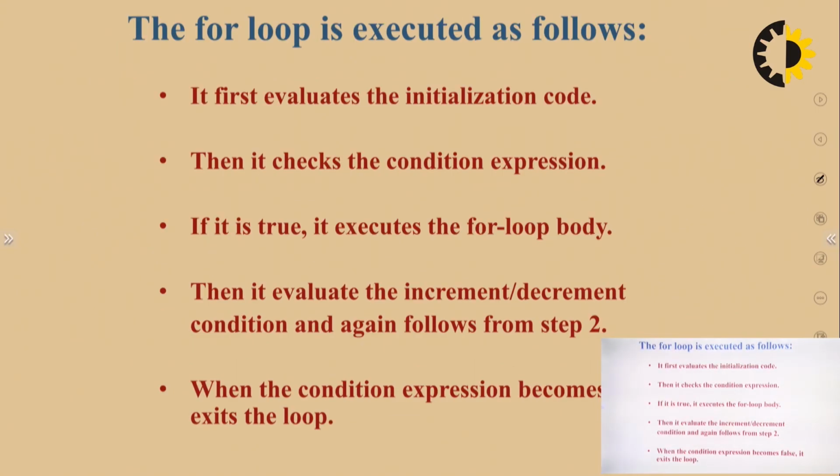So the for loop is executed as follows. It first evaluates the initialization code, then it checks the condition expression. If it is true, it executes the for loop body, then it evaluates the increment or decrement expression, and again follows step 2. When the condition expression becomes false, it exits the loop.